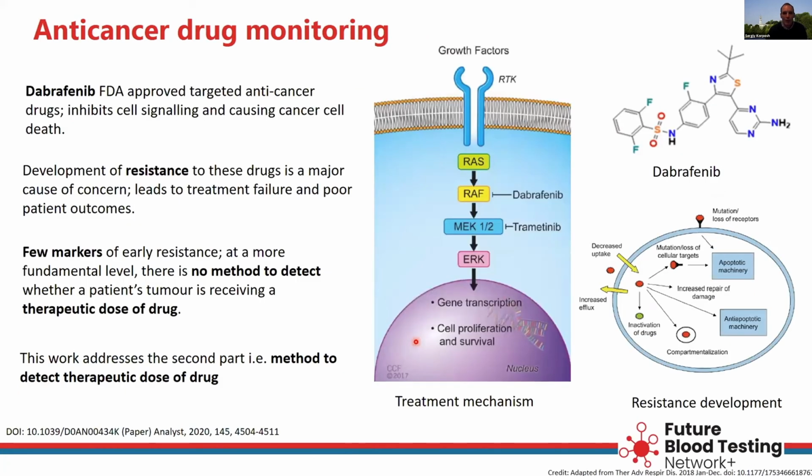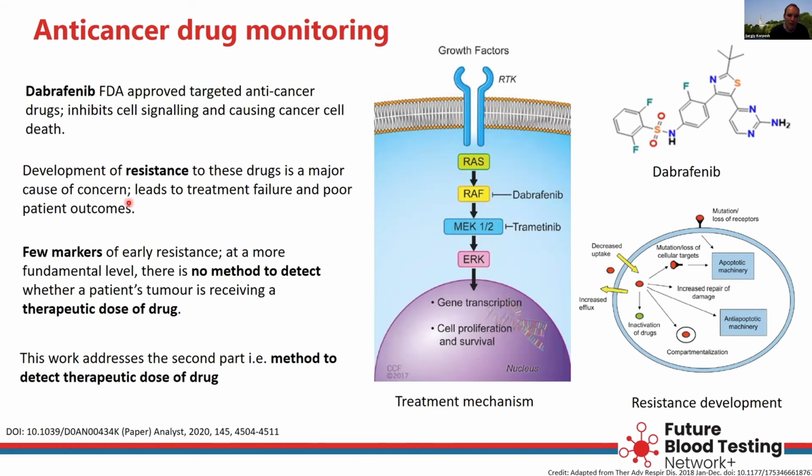And a second example I wanted to show today is from our group, where we have developed an optical fiber sensor to measure an anti-cancer drug in vivo. So the idea is to detect dabrafenib, a targeted anti-cancer drug, and the main problem with it is that it's very successful in the treatment of certain types of cancers, but some patients will develop a resistance, and it's a major cause of concern, and it leads to treatment failure and poor patient outcomes.